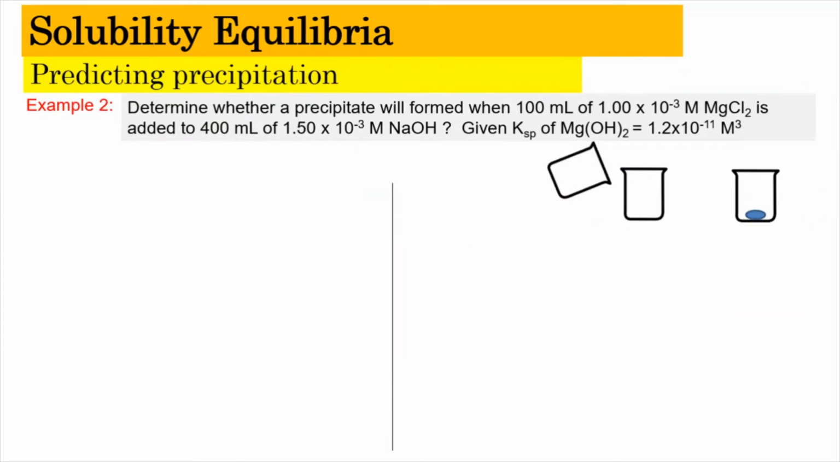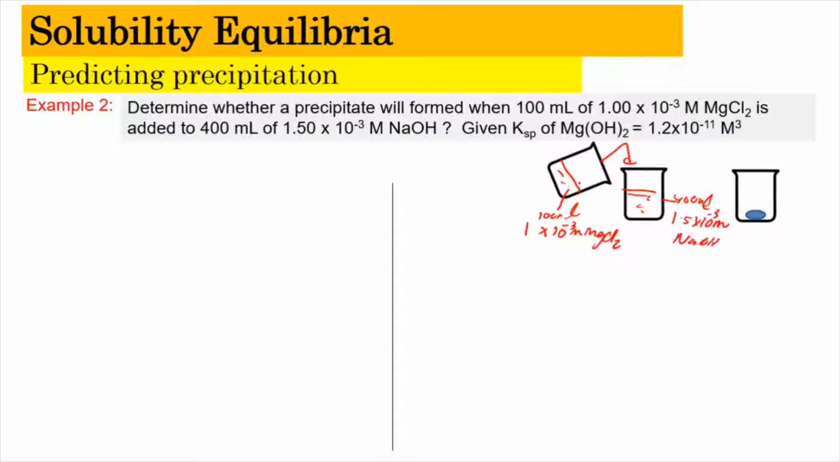So now for example number 2, we need to determine whether a precipitate will be formed when 100 ml of the 1 times 10 to the power of negative 3 molar of the MgCl2 is added to the 400 ml of 1.5 times 10 to the power of negative 3 molar of the NaOH.